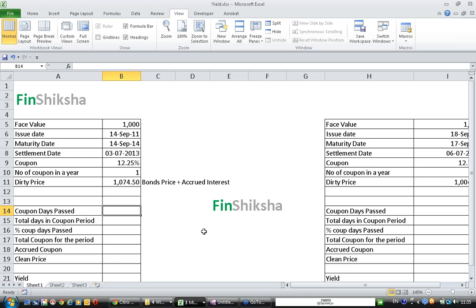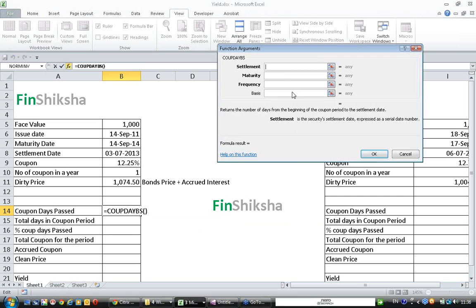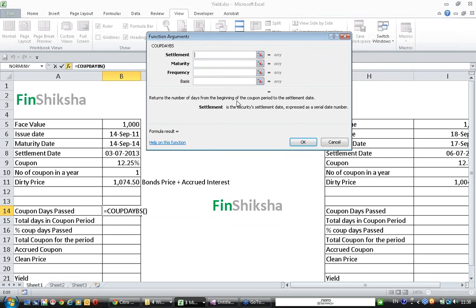So let's see how to calculate the accrued interest. Between the last coupon day and the present day, how many coupon days have passed? To find this, we have a simple formula called COUPDAYBS. So what does this mean? COUPDAYBS returns the number of days from the beginning of the coupon period to the settlement date. So the beginning of the coupon period is 14 September 2012 and today is 3-7-2013. The difference between these two days will tell us how many days have passed since the last coupon.